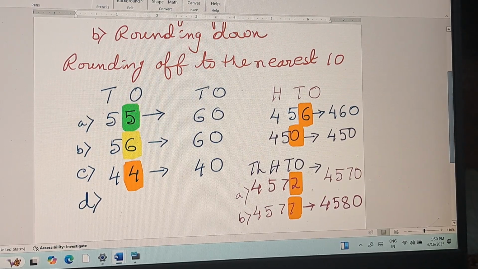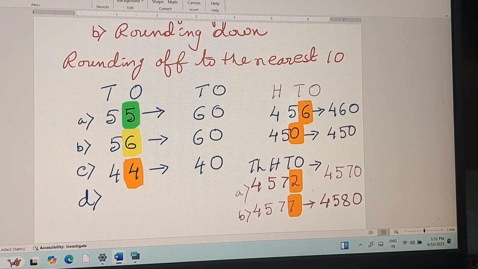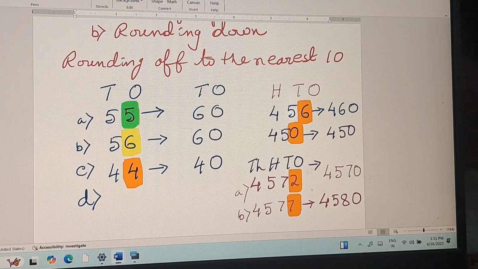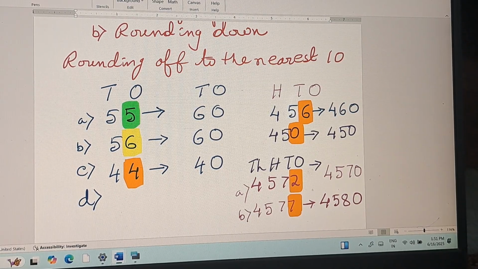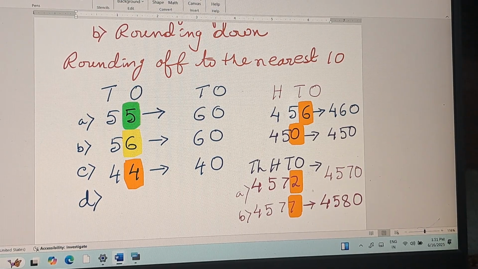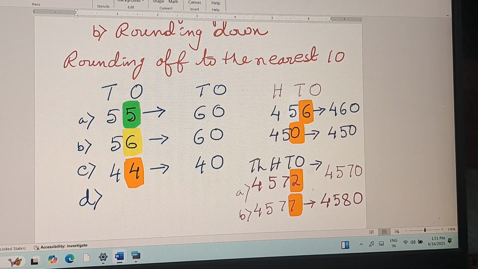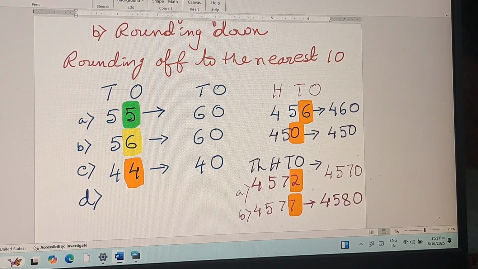So this is all about rounding off to the nearest 10. I hope all of you have understood the concept. So in rounding off to the nearest 10, again I am repeating, we have to check the place which is preceding the tens place, that is ones place. If in ones place the value is 5 or more than 5, the number will be rounding up, and if in ones place the value is below 5, it will be rounding down.